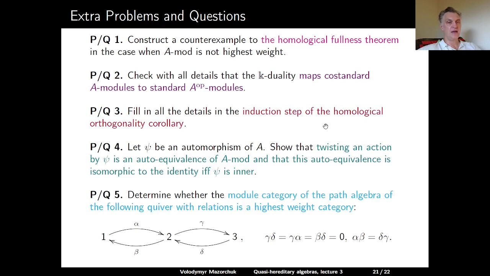Problem question 5. Determine whether the module category of the path algebra of the following quiver with relations is a highest weight category. We now have 3 vertices 1, 2, and 3, an arrow alpha from 1 to 2, an arrow gamma from 2 to 3, an arrow delta from 3 to 2, and an arrow beta from 2 to 1. And we have the relations gamma after delta is 0, gamma after alpha is 0, beta after delta is 0, and alpha after beta is equal to delta after gamma.